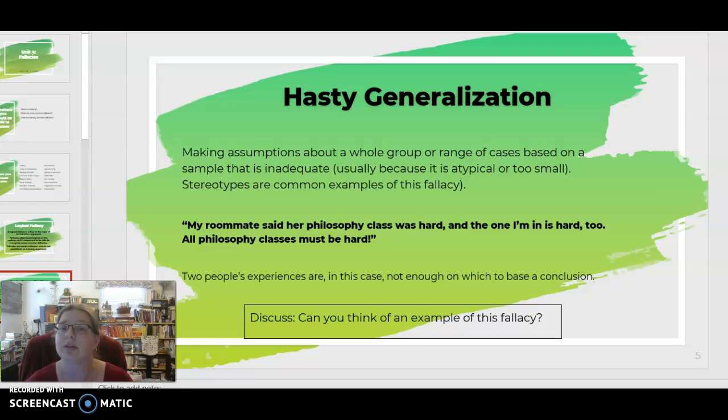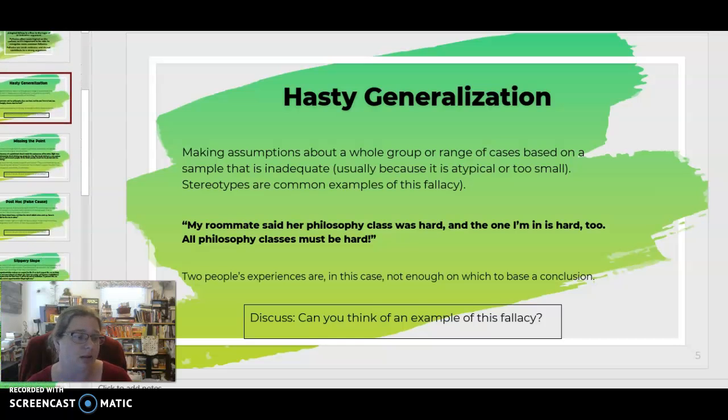So the example on the screen here is, my roommate said her philosophy class was hard, and the one I'm in is hard too. All philosophy classes must be hard. So obviously you can't make a generalization about all philosophy classes based on two examples. There are lots of examples of this out there, and you'll find many people will use this kind of logical fallacy to support broad conclusions. So be careful of that.